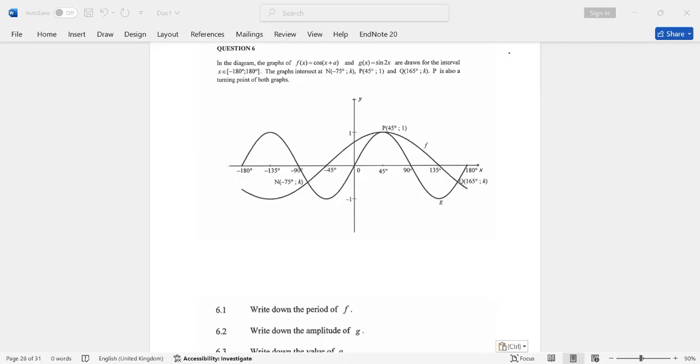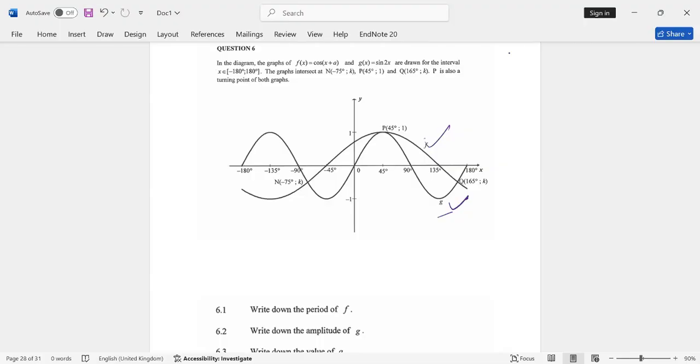Now we have question number 6. In the diagram, the graph of f(x) = cos(x + a) and g(x) = sin 2x are drawn for the interval x belongs to -180 degrees to 180 degrees. The graphs intersect at an endpoint.